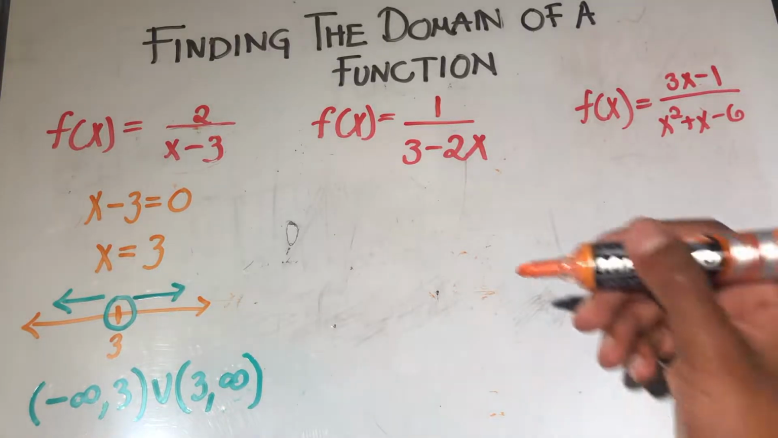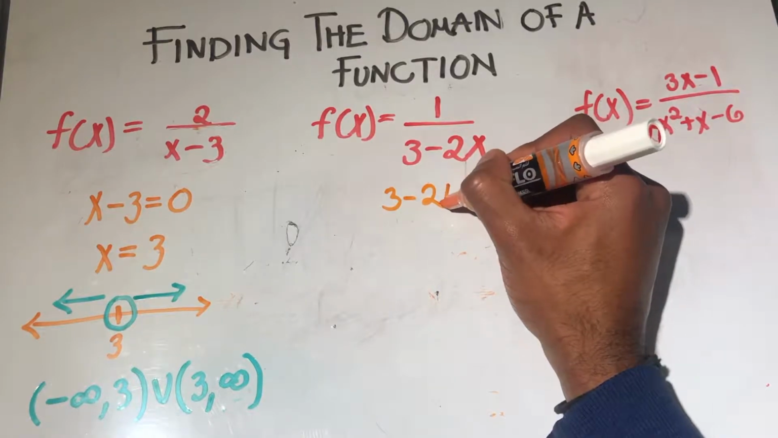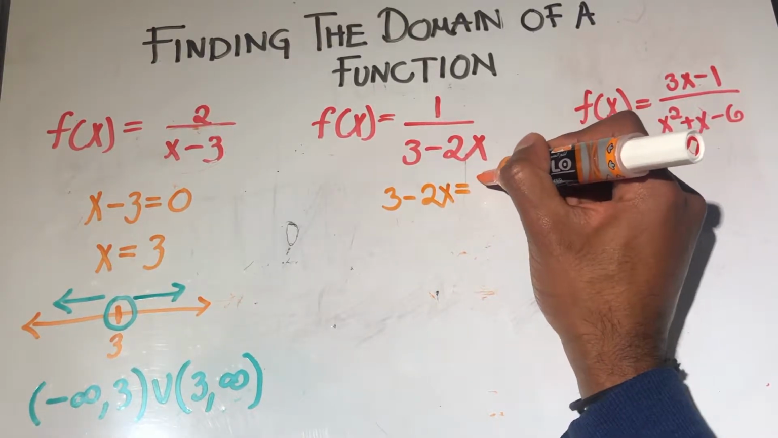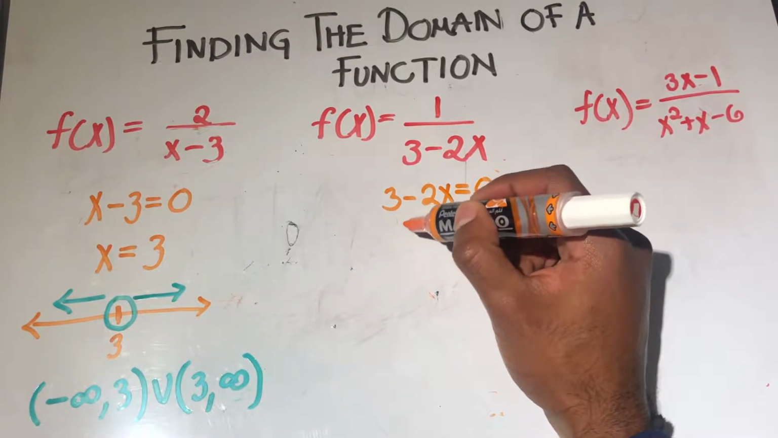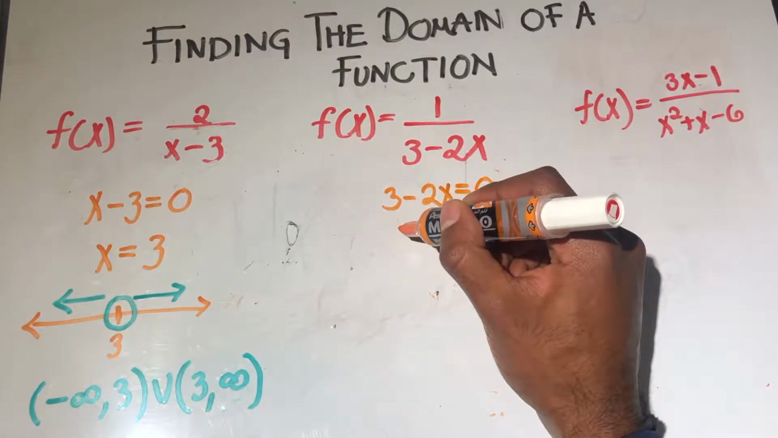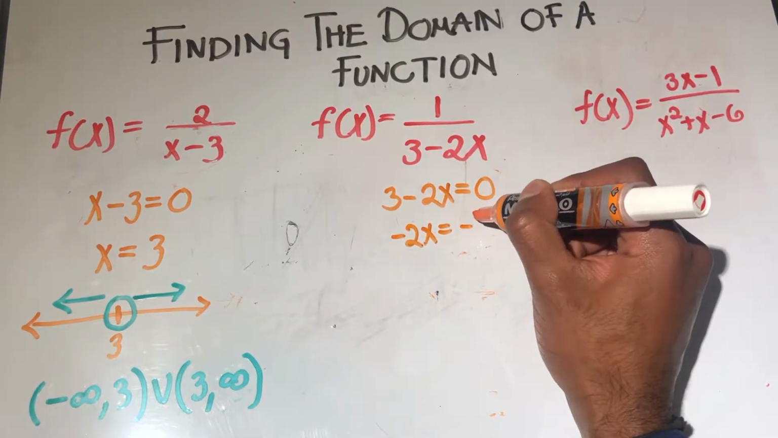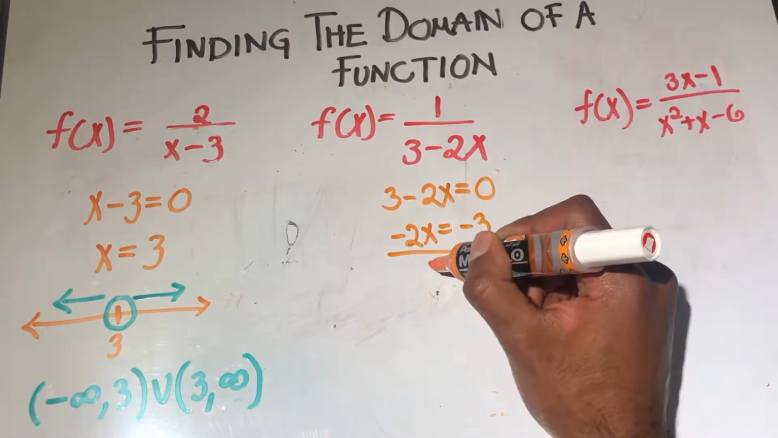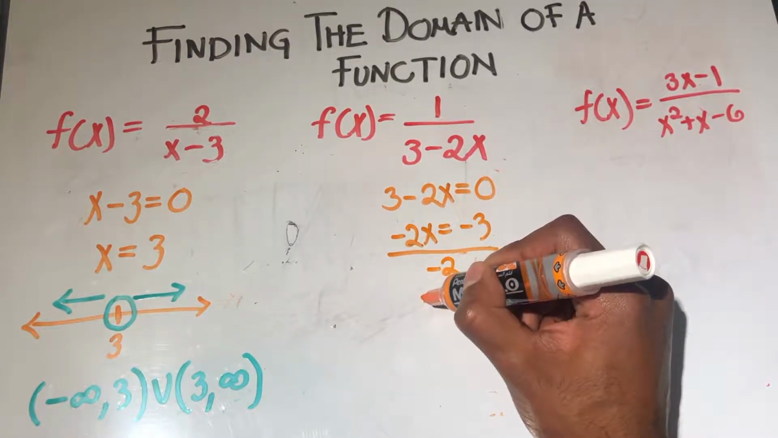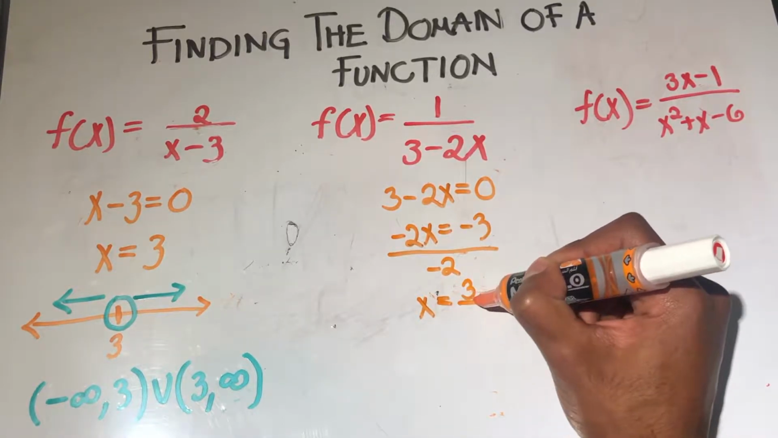Moving on, we have 3 minus 2x equals 0. Now subtract 3 from both sides. We're going to get negative 2x is equal to negative 3. And if we divide negative 2 on each side, we're going to end up with x equal 3 over 2.